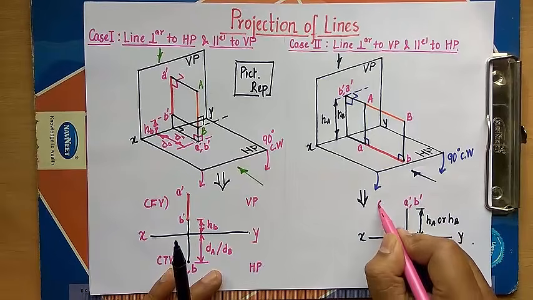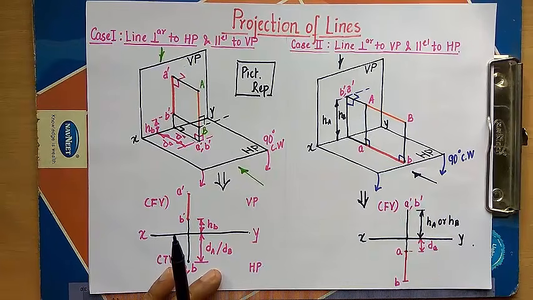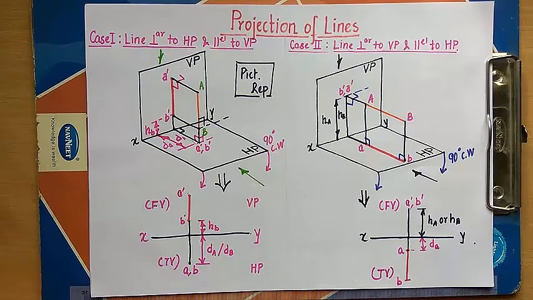So that's the front view of a line which is perpendicular to VP. So this is the front view for a line which is perpendicular to VP and parallel to HP, and this over here is the top view. Okay guys, so this was case number 2, and now we'll deal with case number 3, where I'll be showing you a line which is parallel to both HP as well as VP.